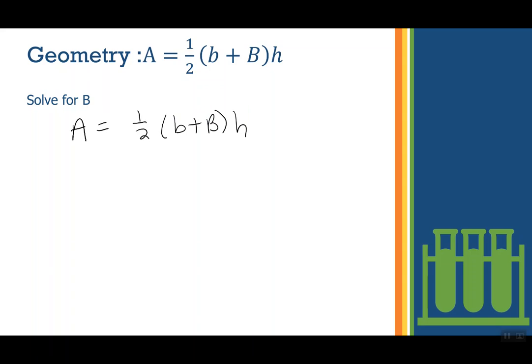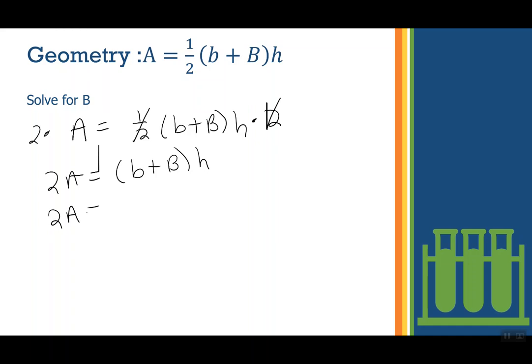So I'm going to start by multiplying both sides by 2. I have 2A on the left, the 1/2 cancels the 2 on the right, and now I have the little b plus the big B times the h. Now you're going to have choices in what to do. You can distribute the h, or you can just divide by h. I think it's better to go ahead and distribute, so let's try it that way. I have b times h, so I have little bh, and I have big Bh.